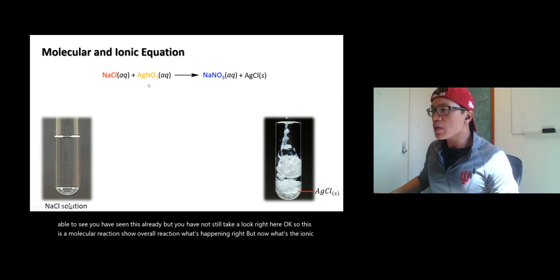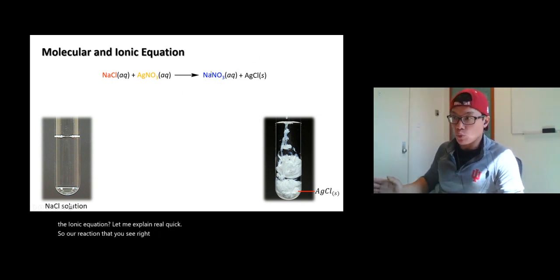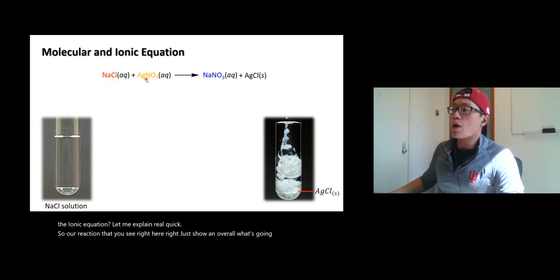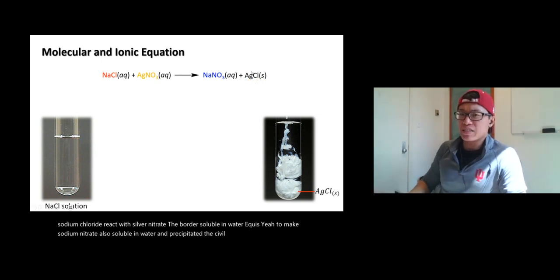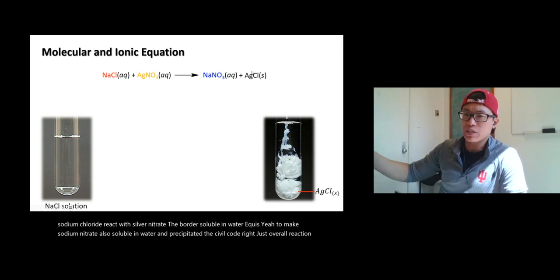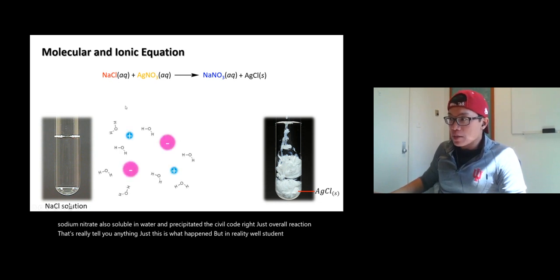Let me explain real quick. A molecular reaction just shows an overall what's going on. So we have sodium chloride reacting with silver nitrate. They both are soluble in water, aqueous, to make sodium nitrate, also soluble in water, and precipitate the silver chloride. This is the overall reaction. It doesn't really tell you anything. But in reality, sodium chloride is soluble in water.